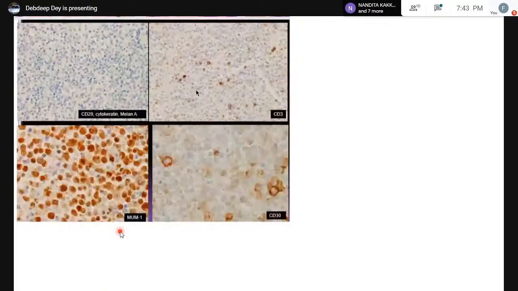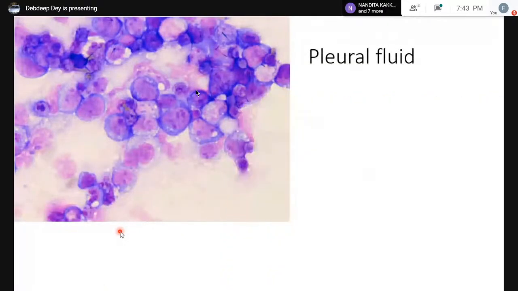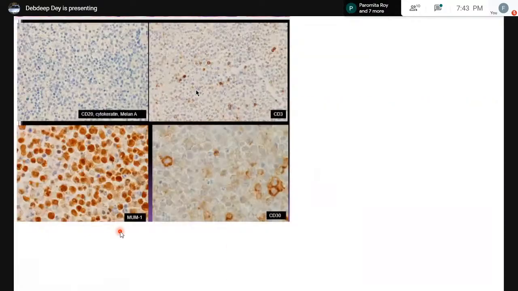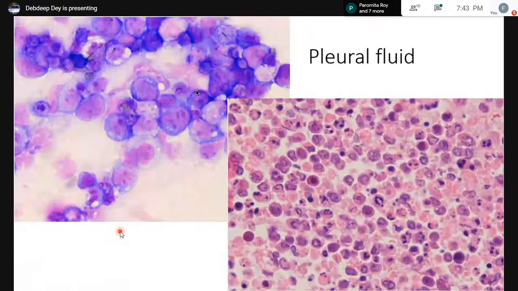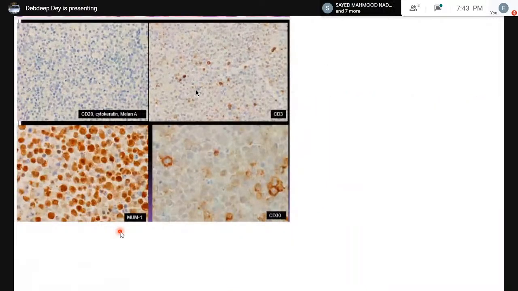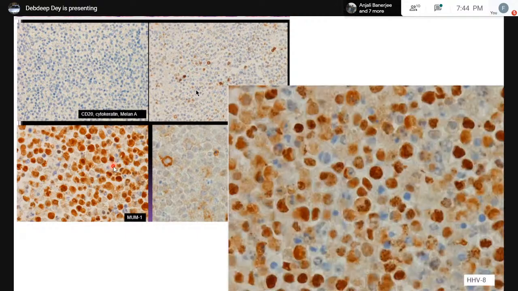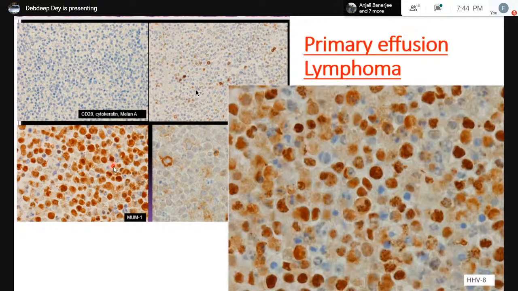So this is the case of a pleural fluid. As you can see, large cells with immunoblastic and plasmablastic features, and the cell block showing a large number of apoptotic bodies. And when you do your CD20, cytokeratin, melanin, all are negative. CD3 stains the odd background reactive T lymphocytes. CD30 stains occasional cells, but MUM1 is positive. So is HHV8. So this is a primary effusion lymphoma.